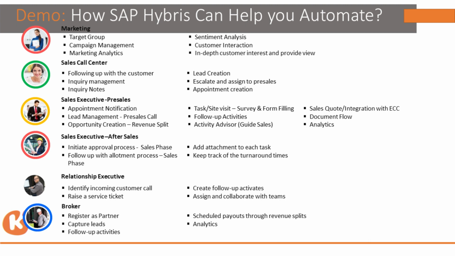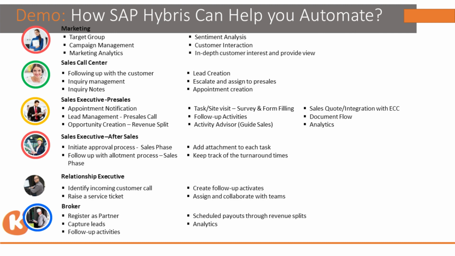Now these are all the functionalities, like we have C4C Marketing Cloud where you can see these functionalities. We have a small call center with CTI integration. It will give this information: lead creation, escalation, appointment. Then sales executive pre-sales: you have appointment notification, lead management, opportunity, task, visit. Sales executive after sales: proposal, sales phase, follow-up with allotment process, and then relationship executive and the broker. These are the functionalities in the buckets of marketing, call center, pre-sales, and after sales.